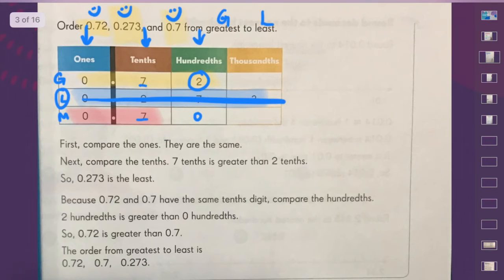So to list these from greatest to least would be 72 hundredths, 7/10ths, 273 thousandths.